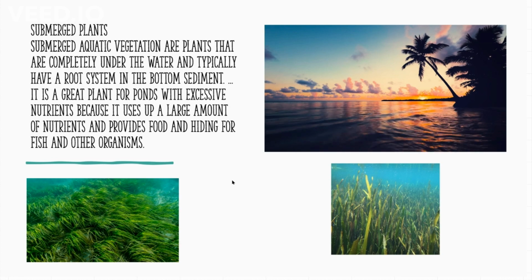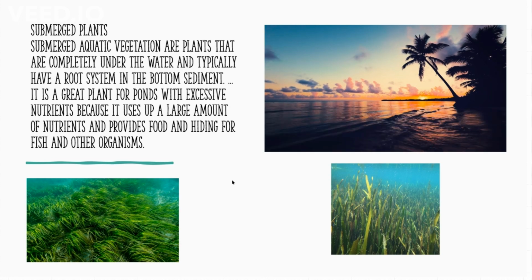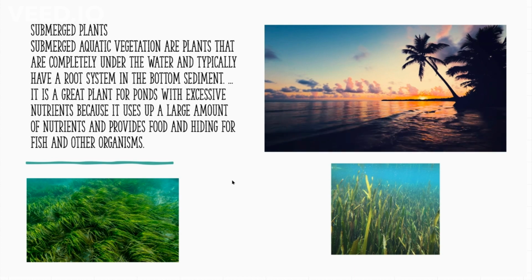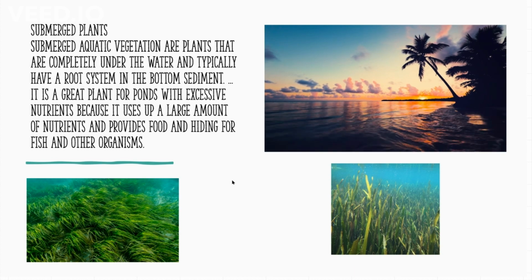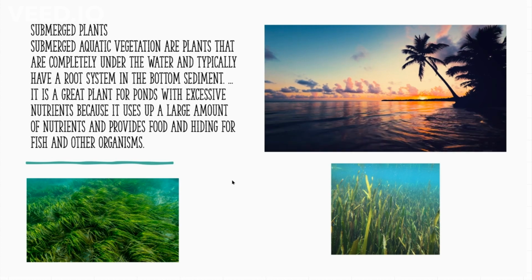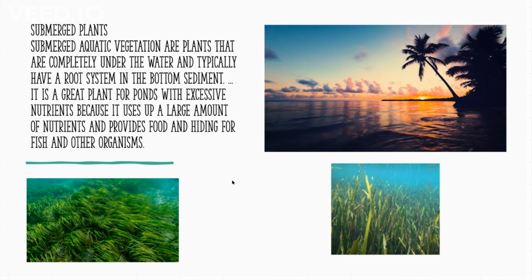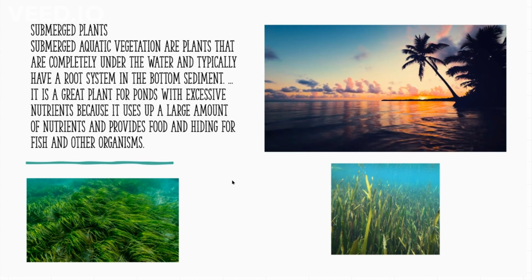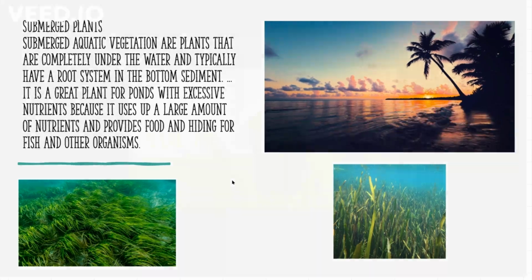Submerged plants. Submerged aquatic vegetation are plants that are completely under the water and typically have a root system in the bottom sediment. It is a great plant for ponds with excessive nutrients because it uses up a large amount of nutrients and provides food and hiding places for fish and other organisms.